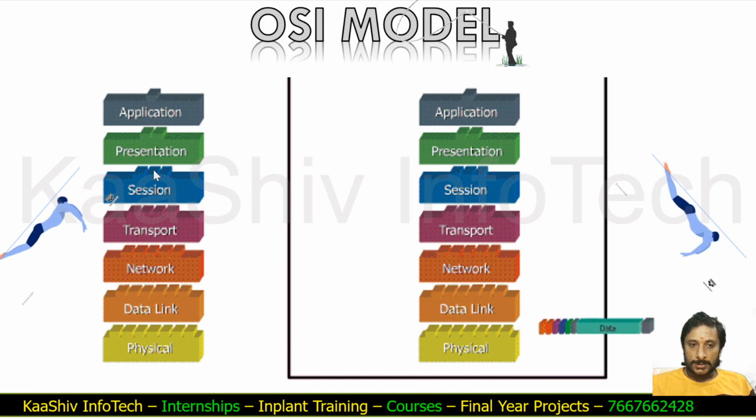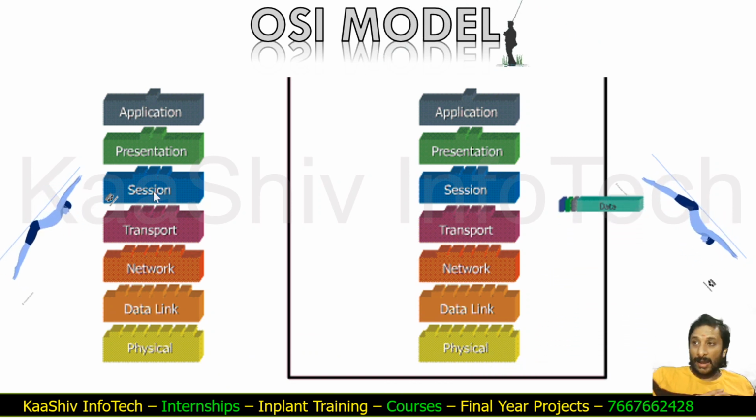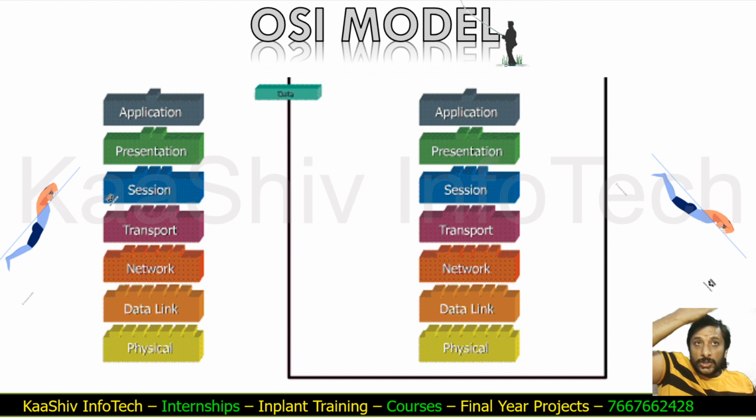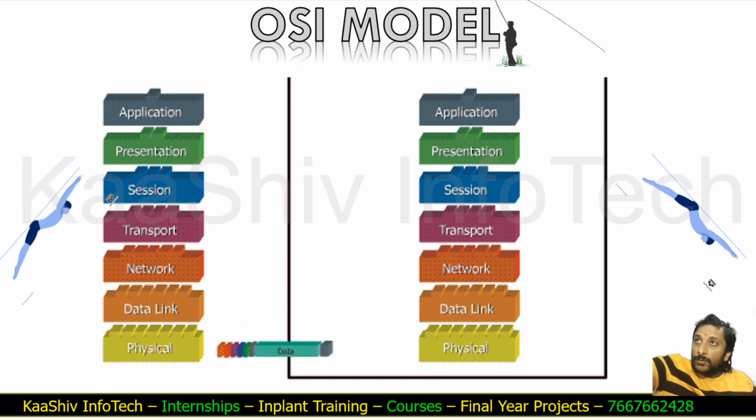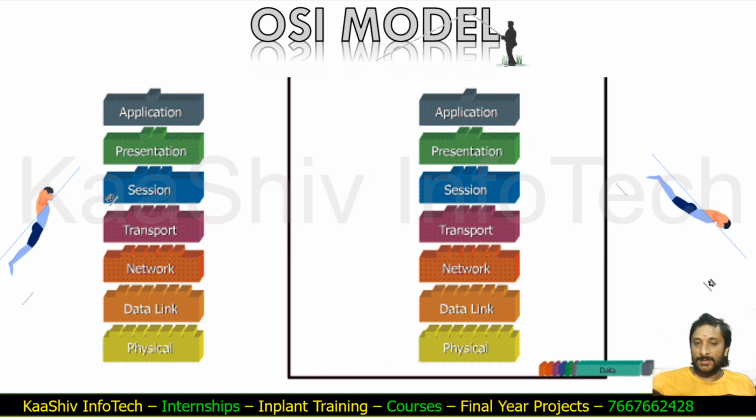So the source: I'm sending a message, "Hey, how are you?" to my friend. It should cross the 7 layers. It will reach my friend, and he will have the 7 layers to receive the message.